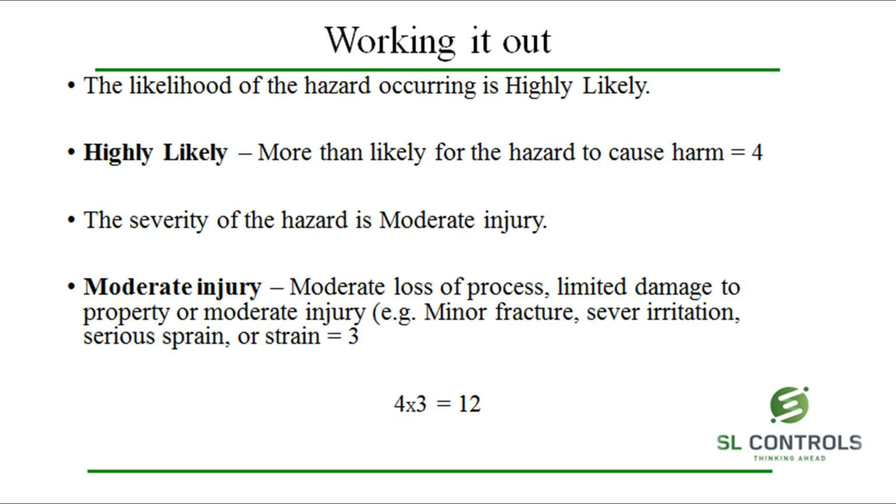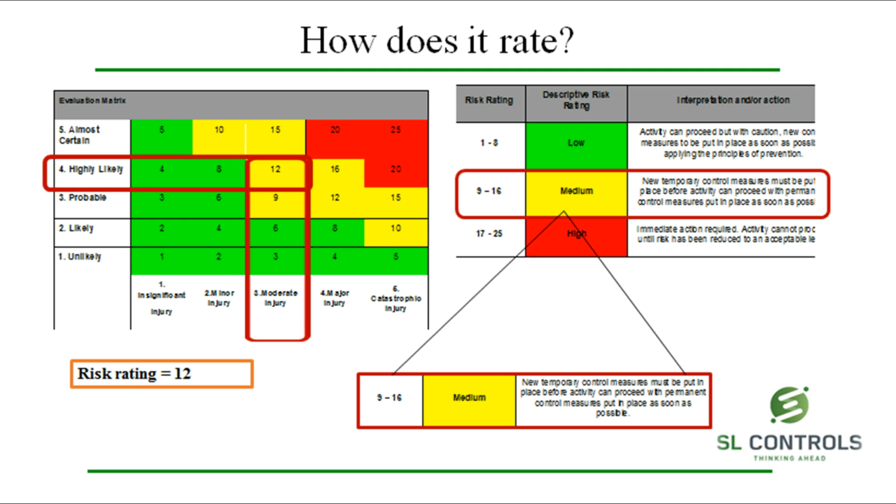When multiplied together, they give a risk rating of 12, which is medium priority. So controls need to be put in place. As it is a medium risk, a new temporary control measure must be put in place before activity can proceed with permanent control measures put in place as soon as possible. So how do we monitor the implementation of the controls for all risks? We will now take a look at this in the next section, in implementation.